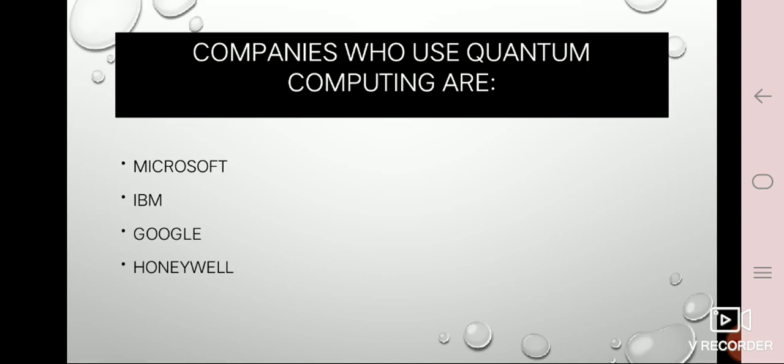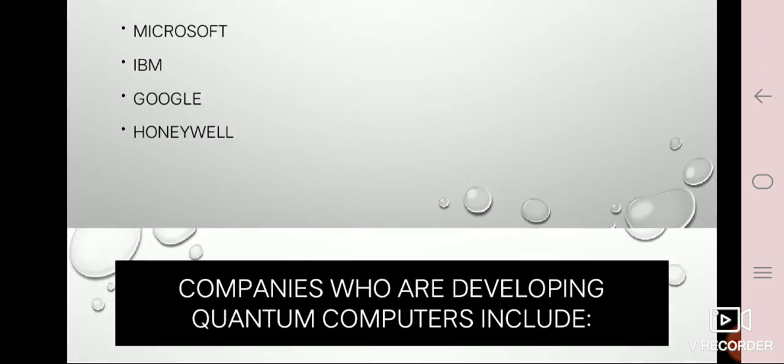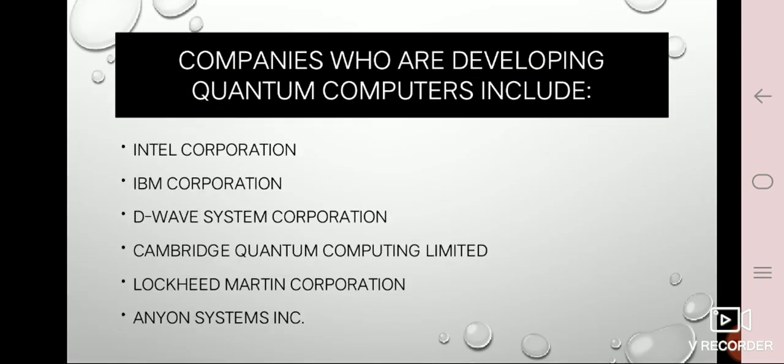Now, the companies who use quantum computing. Number 1 is Microsoft, IBM, Google, and Honeywell. And the companies who are developing quantum computers include Intel Corporation, IBM Corporation, D-Wave System Corporation, Cambridge Quantum Computing Limited, Lockheed Martin Corporation, and Enion System Incorporated.